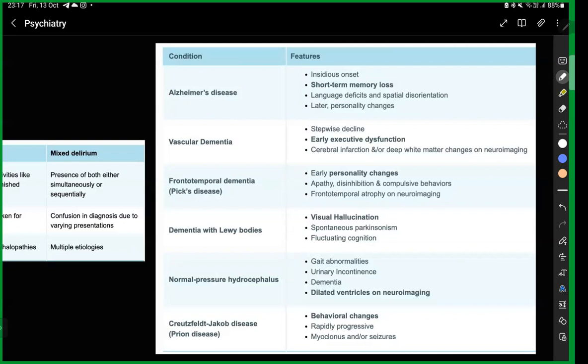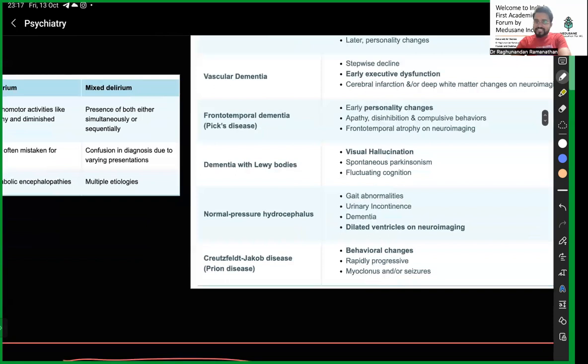Dementia with Lewy bodies: visual hallucination, spontaneous Parkinsonism, fluctuating cognition. Normal pressure hydrocephalus: gait abnormality, urinary incontinence, and dementia. There can be dilated ventricles on neuroimaging. And finally, Creutzfeldt-Jakob disease is your prion disease. Behavioral changes will be present. It is rapidly progressive, and myoclonus or seizures can be present.